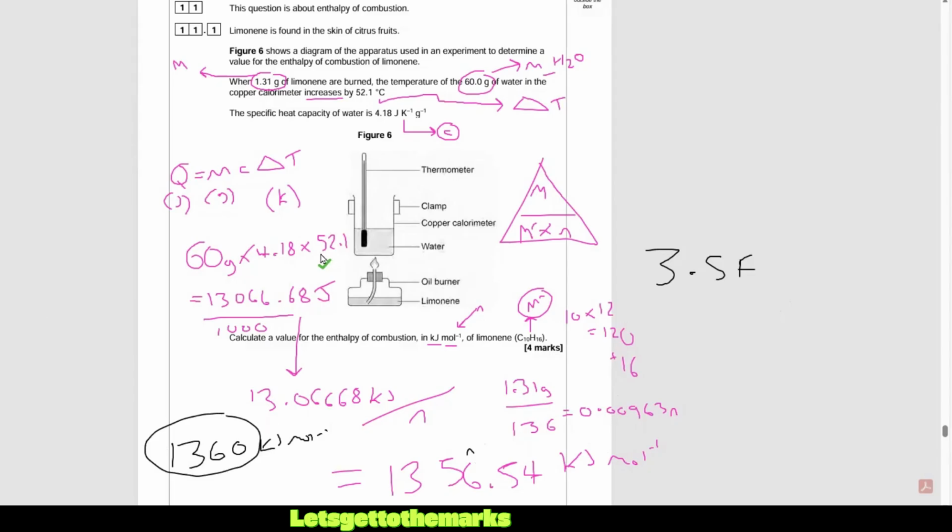So I'm imagining that's the mark scheme. You got 1 mark for converting there, 1 mark for working out the moles, 1 mark for dividing by the moles, and then giving the rounded answer.